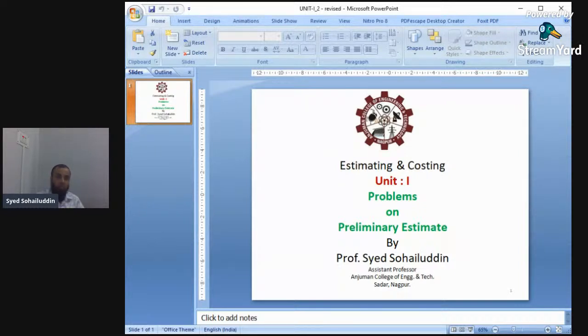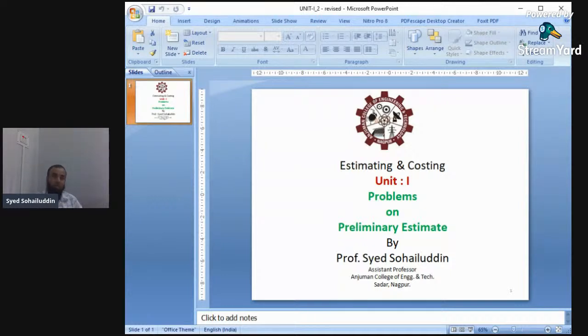Same way, in the cubic content method, the measurement can be done in cubic meters if the height of the structures may be different. At that time we can use the cubic content method, that is the second method of preliminary estimate, in which the height of the building is varying. Third was the service unit method, in which various services are related with the structures.